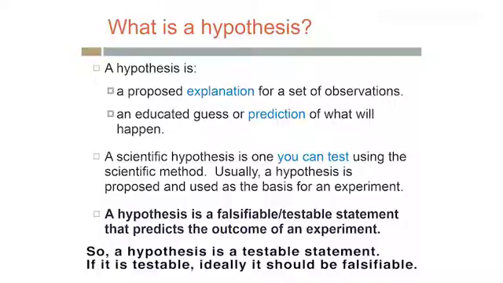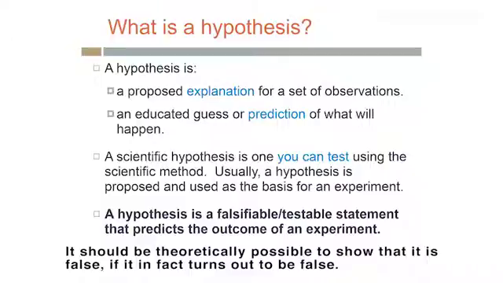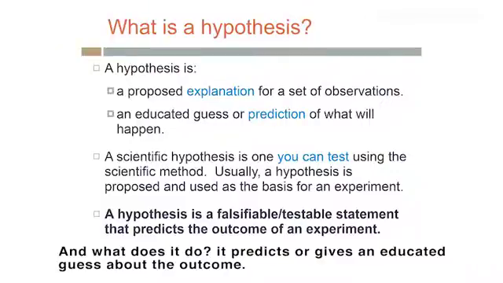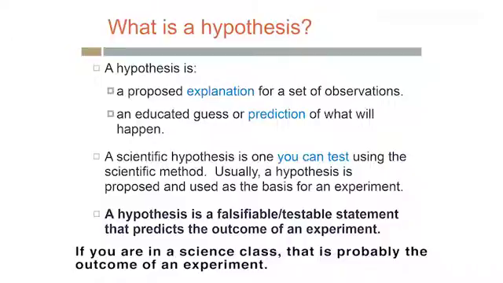If it's testable, ideally it should be falsifiable. It should be theoretically possible to show that it's false, if it in fact turns out to be false. Okay? And what does it do? It predicts or gives an educated guess about the outcome. And if you're in a science class, that's probably the outcome of an experiment.